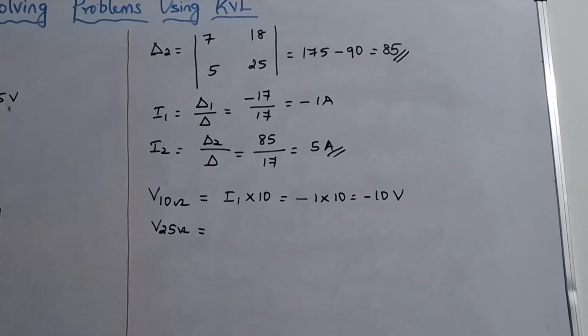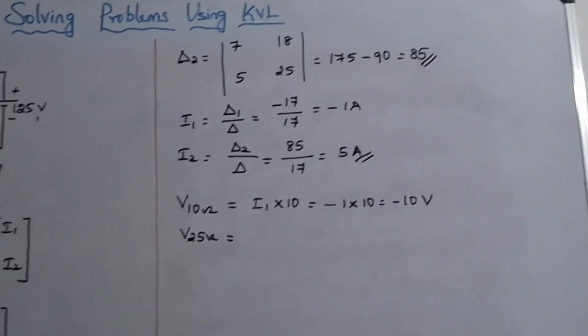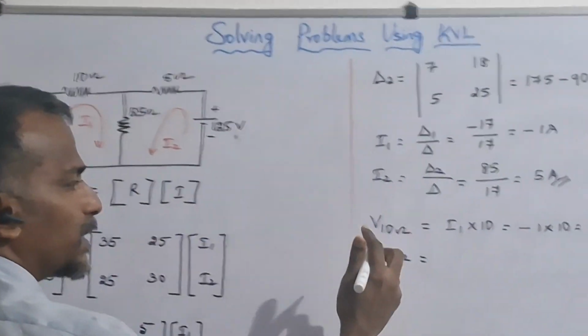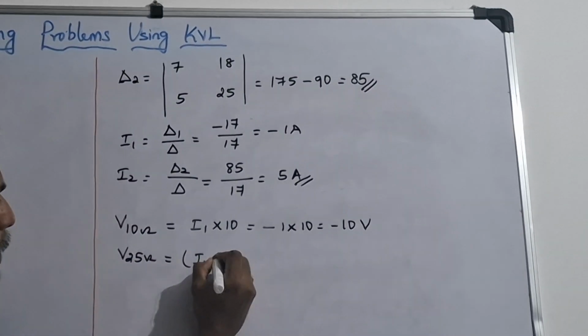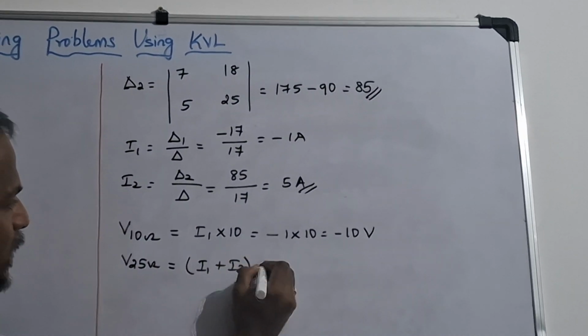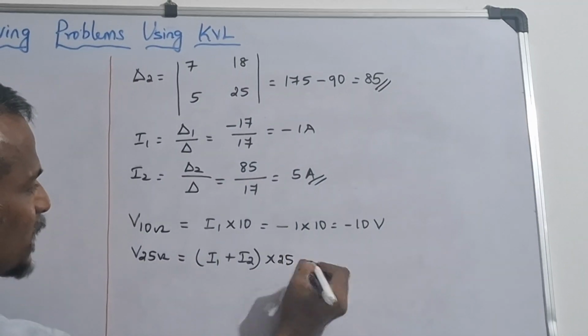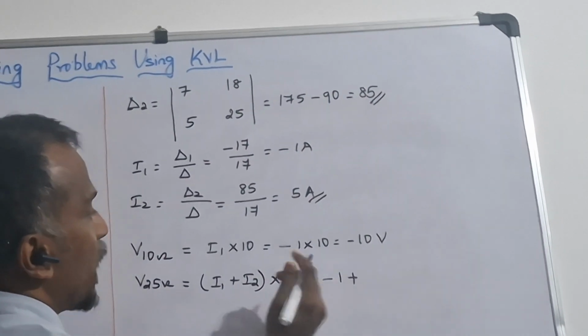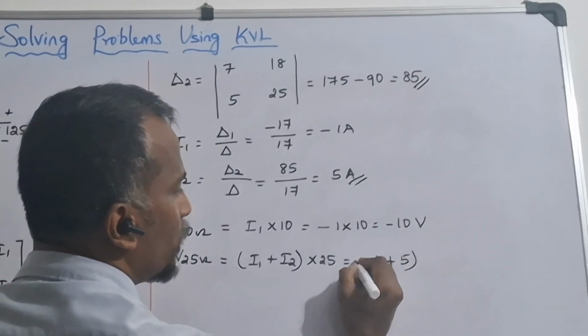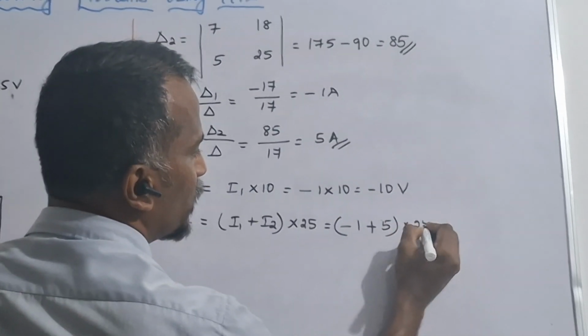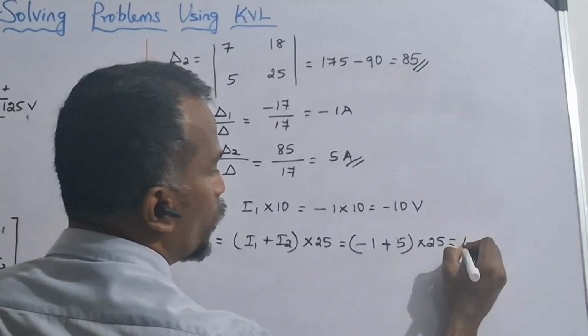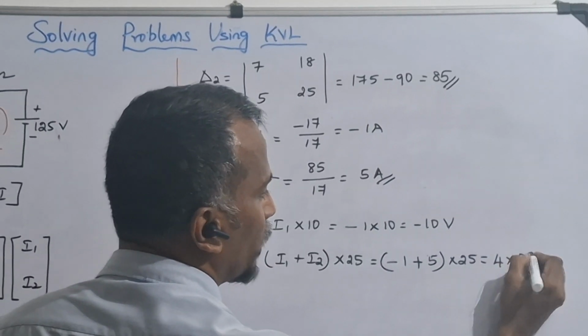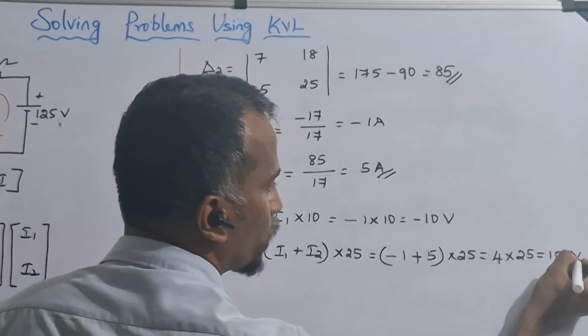Then the voltage across 25 ohm. Both the currents are flowing down, so that is I1 plus I2, into 25. I1 is minus 1 amps, I2 is 5, so that is 4 into 25, that is 100 volt.